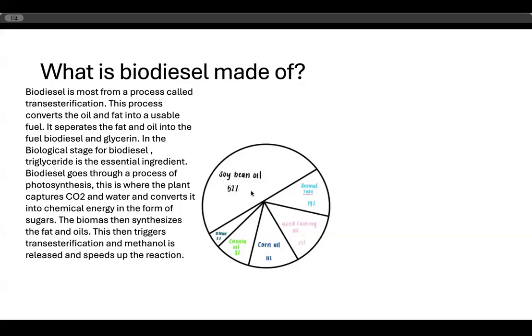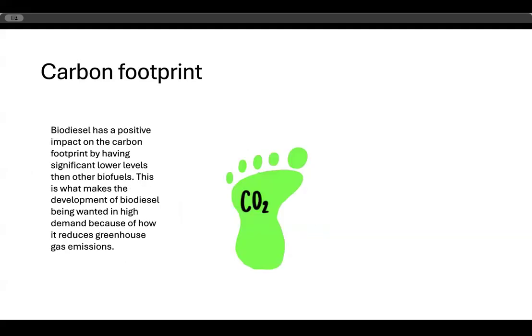And then here I drew a chart that 52% of soybean oil is usually what biodiesel is made of, but there's also canola oil, which is 8%, corn oil 11%, used cooking oil 13%, and then animal fats is 14%. Its carbon footprint.